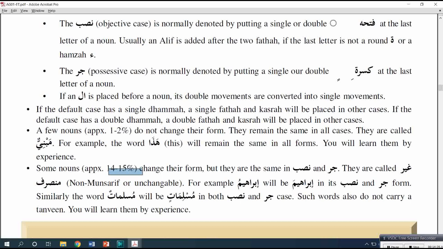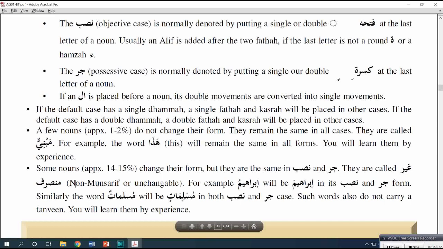Non-munsarif means words that will not change; they are unchangeable. Like the word Ibrahimu will be Ibrahima if it is nasb or jar, but it will not become Ibrahimi. No, it is not allowed. Similarly, the word Muslimatun will become muslimatin. It cannot become muslimatan. No.